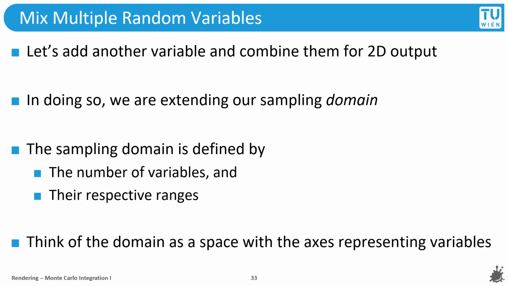So now that we saw that we can simulate individual random variables from their PDFs, let's move on to two-dimensional space. We can generate some basic 2D distributions by combining the output of two random variables. By doing so, we are extending our sampling domain. When we talk about multidimensional sampling, the domain defines the number of random variables we are using and their respective range. For the sake of visualization, we will plot the domain as a space where the axes represent the individual random variables.